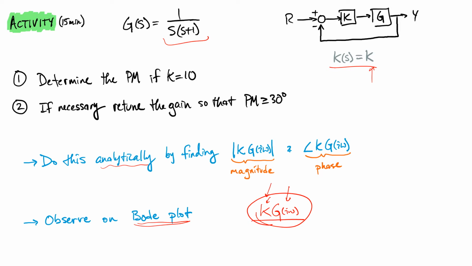Because in the second part of this, we're going to retune the gains. We're going to pick a different value. Instead of K is equal to 10, it'll be K is equal to something else, and we'd like to compute it so that the phase margin is 30 degrees. And so again, we'll do this analytically, and then you can also do this on the Bode plot. So go ahead and give that a try, and I'll show you my approach.